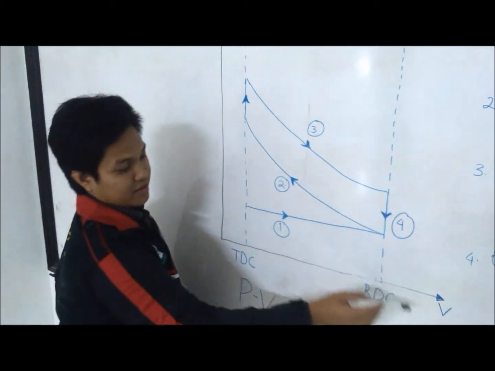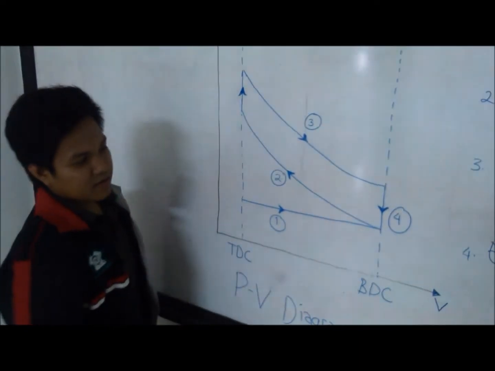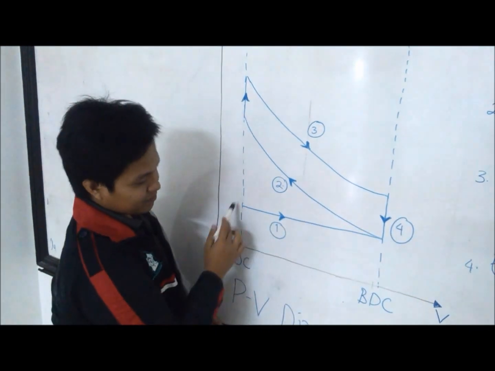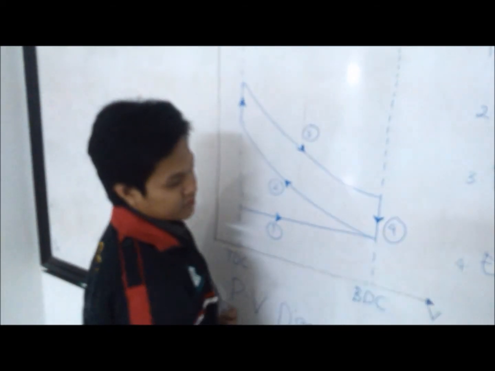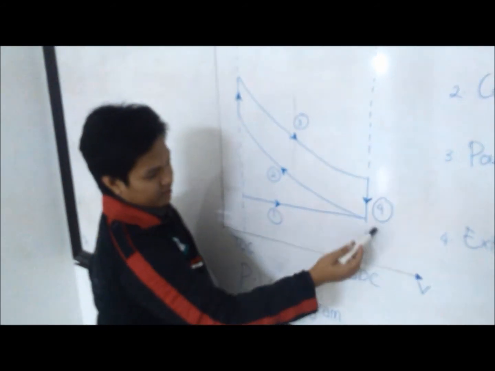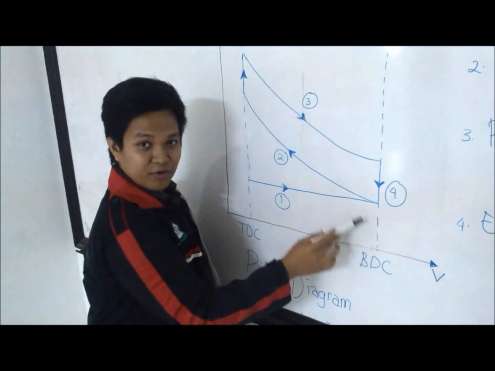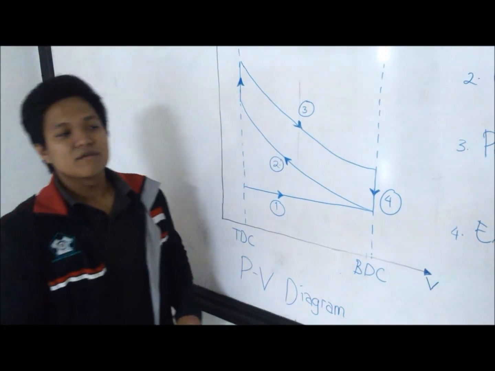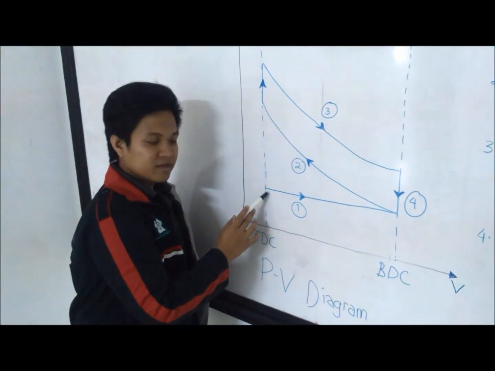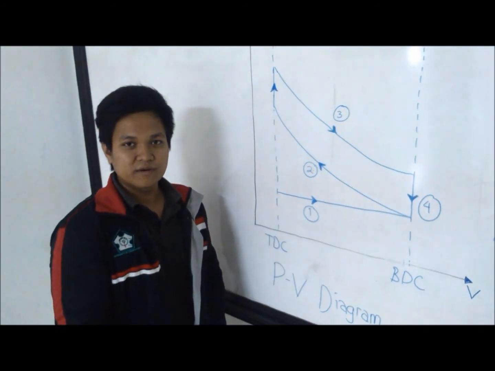And the last is the exhaust process, shown from this line. It is divided into two conditions, isovolume and isobaric. Isovolume means there is no change of volume, and isobaric means there is no change of pressure. From this, the pressure becomes lower and lower, until the lowest pressure, the same as the initial pressure in the combustion chamber. The volume is decreased back to the initial condition, back to the initial pressure and the initial volume in the combustion chamber.